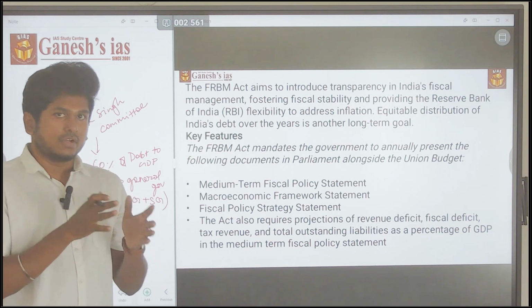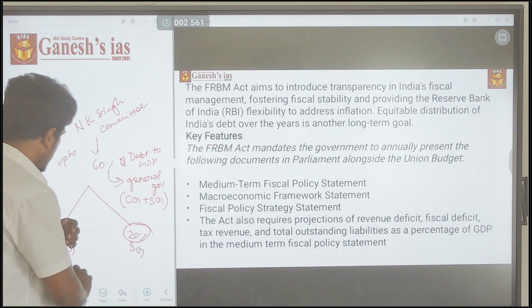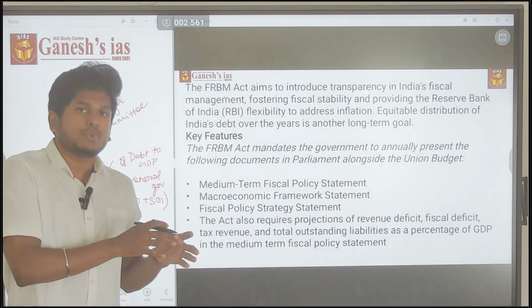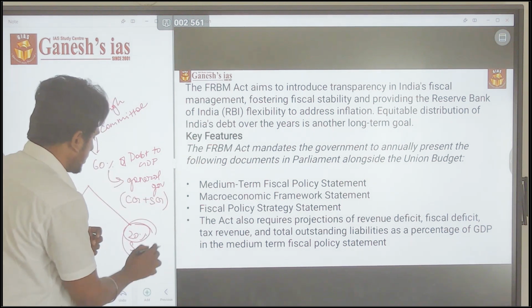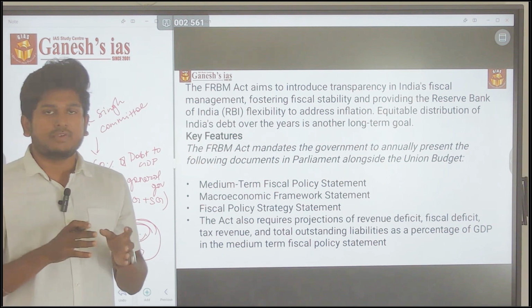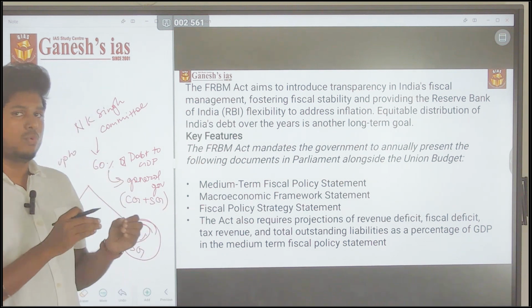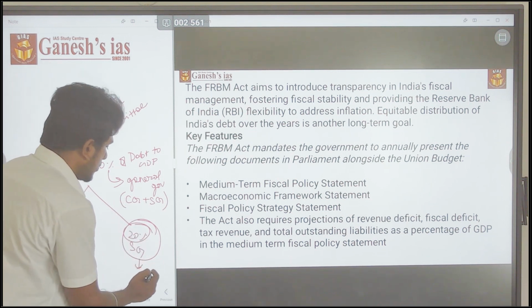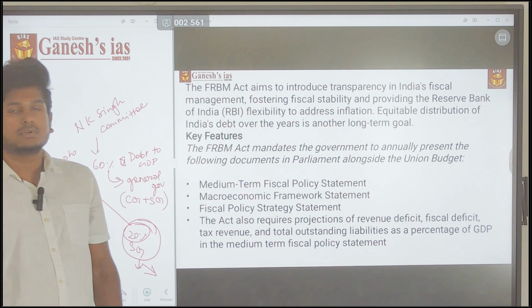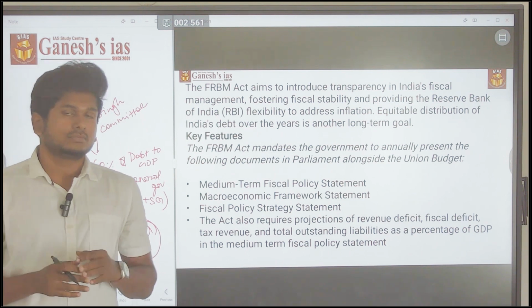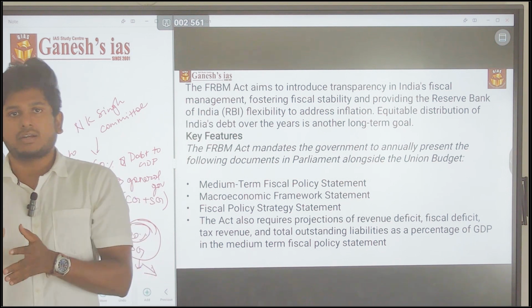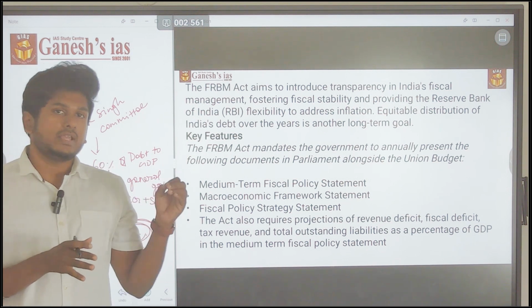So if the central government has more than 40%, they have to reduce it and come within the ceiling of 40%. If all the states cumulatively have more than 20%, they also have to reduce their fiscal deficit and come within the ceiling of 20%. In such a way the target was set, and the government is asked to follow the target level. So for that only the committee made certain targets or recommendations.